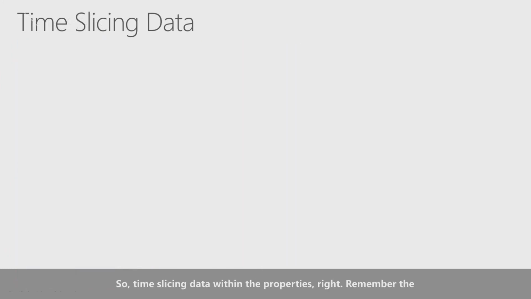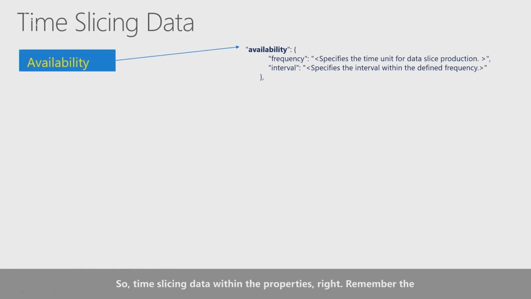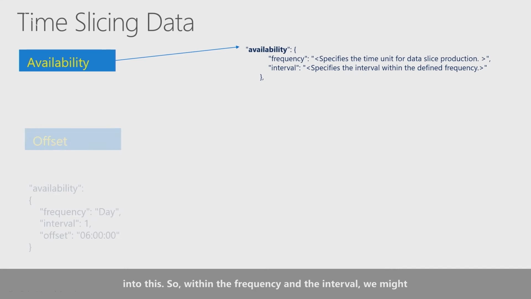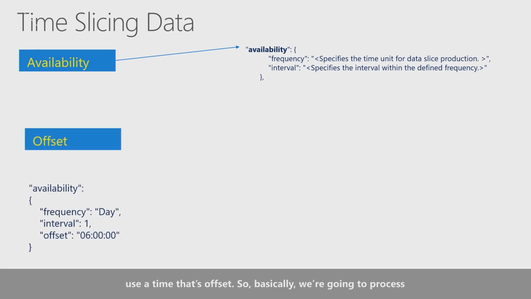So, time slicing data within the properties. Remember the availability on the previous slide? This is where we drill down into this. Within the frequency and the interval, we might use a time offset. Basically, we're going to process data every day, but at 6 a.m. That's what the offset does.